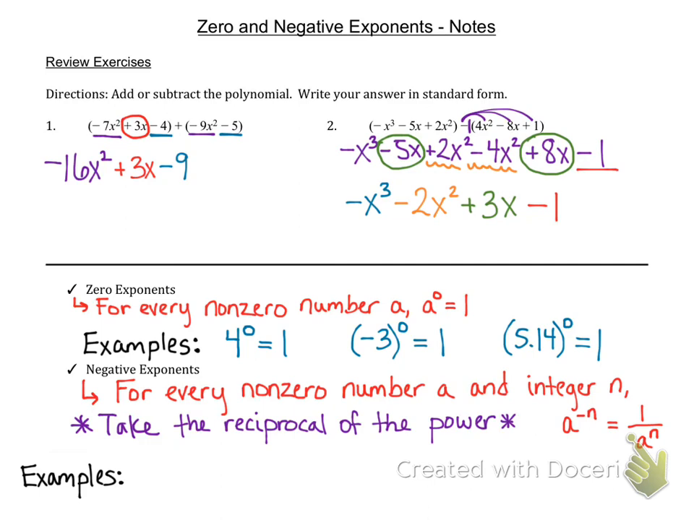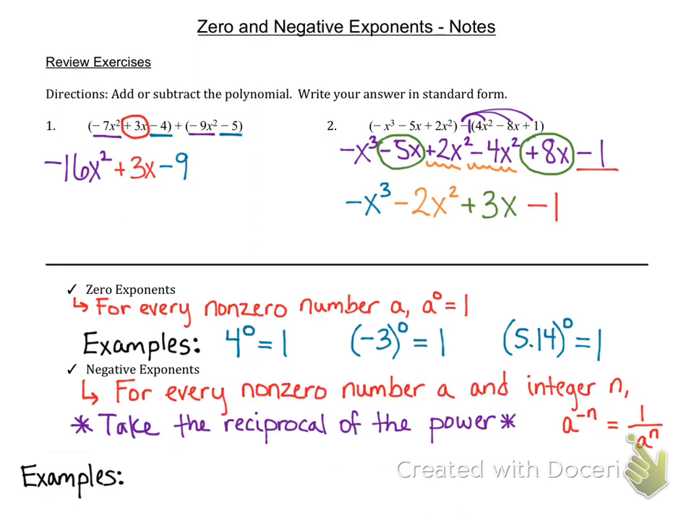Now let's talk about negative exponents. For every non-zero number a, and an integer n, a to the negative n is equal to 1 over a to the n. So whenever you have a negative exponent, you're going to take the reciprocal of the power. So reciprocal means you flip it. So let me show you some examples.